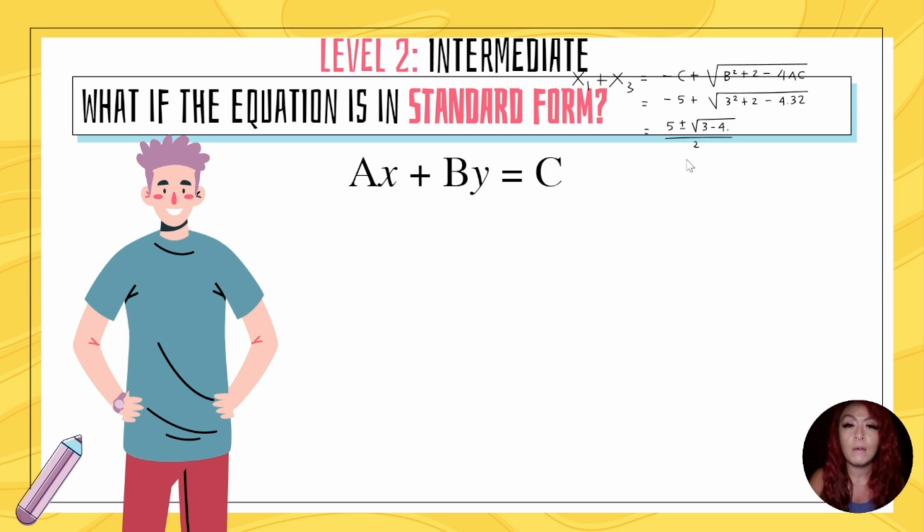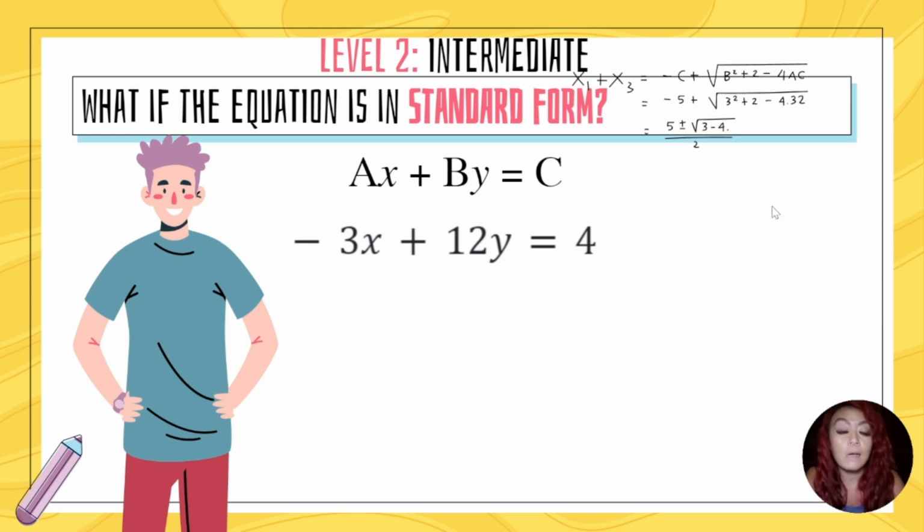Moving on to level 2, our intermediate level. What if the equation is in standard form and maybe we need to put it into slope-intercept form, right? So the standard form of a line is ax plus by equals c. So let's take this equation here. -3x plus 12y equals 4.